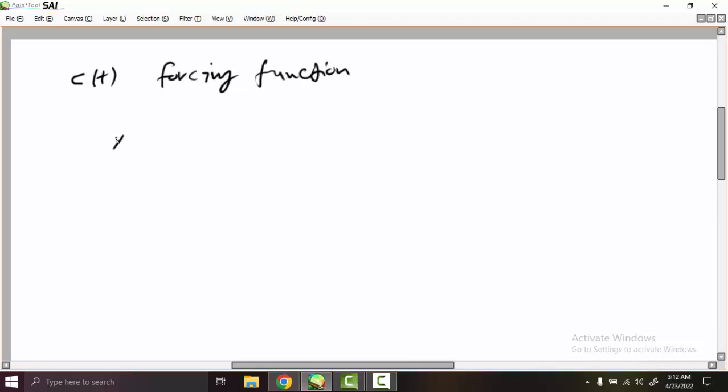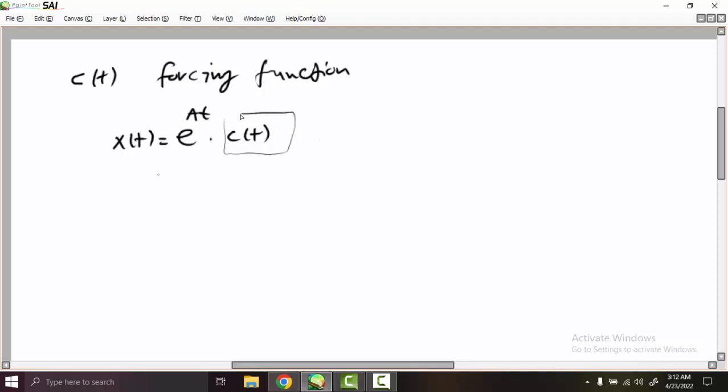We consider the solution in this case, x of t will be equal to e to the power of a t times c of t. Okay? It was before, when it's unforced response, e to the a t times c, some constant. So we consider now we have a forcing function which is c of t.